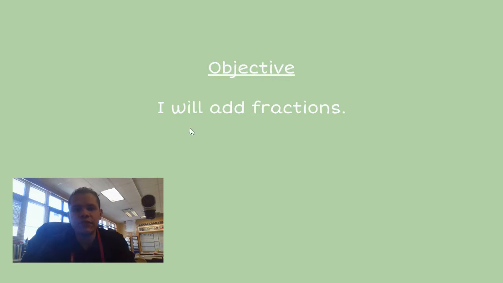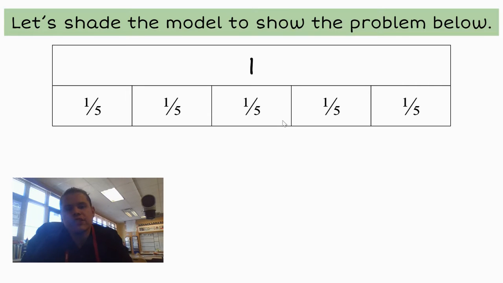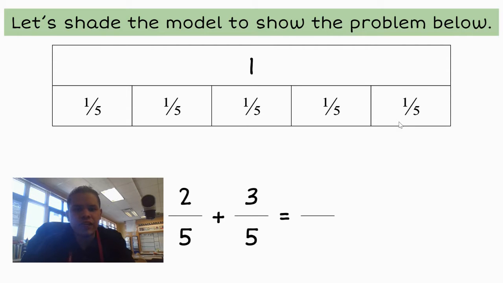Here is your objective. Your objective is I will add fractions. So let's shade the model to show the problem below. We have one whole, and right underneath it, we have 1, 2, 3, 4, 5 parts. So I'm going to shade these first two parts and have 2/5, and shade the last three parts and have 3/5. As you can see, 2/5 plus 3/5, I have 5/5 total shading.